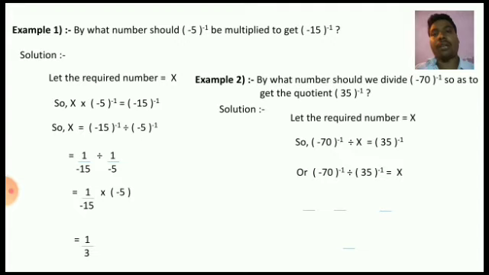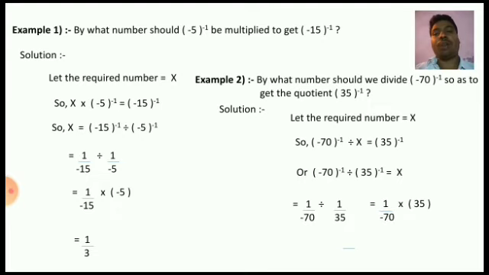Now we solve the given step. (-70) raised to minus 1 means 1 divided by minus 70, and (35) raised to minus 1 means 1 divided by 35. Now we have to solve the given step: 1 divided by minus 70 divided by 1 divided by 35.